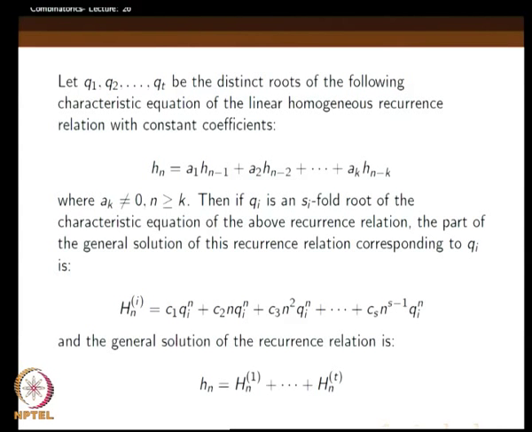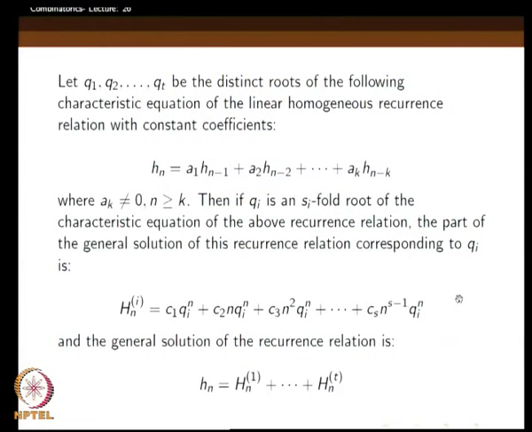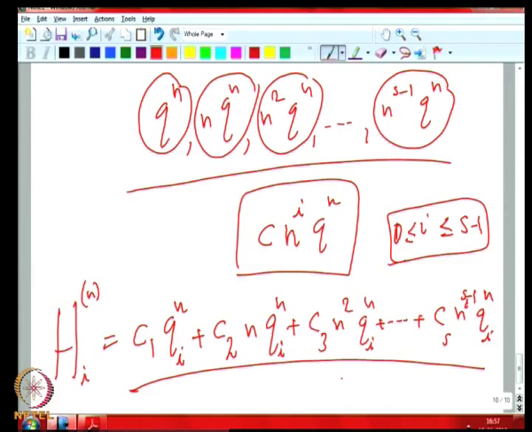There are t parts because there are t distinct roots, and each had si. So here I had to put c si minus 1. Here we will have to say si minus 1, because now s is not, for qi it is si. Now you sum up hn equal to hn of 1 plus hn of 2 plus up to hn of t. If you add up all these things, you will get it.